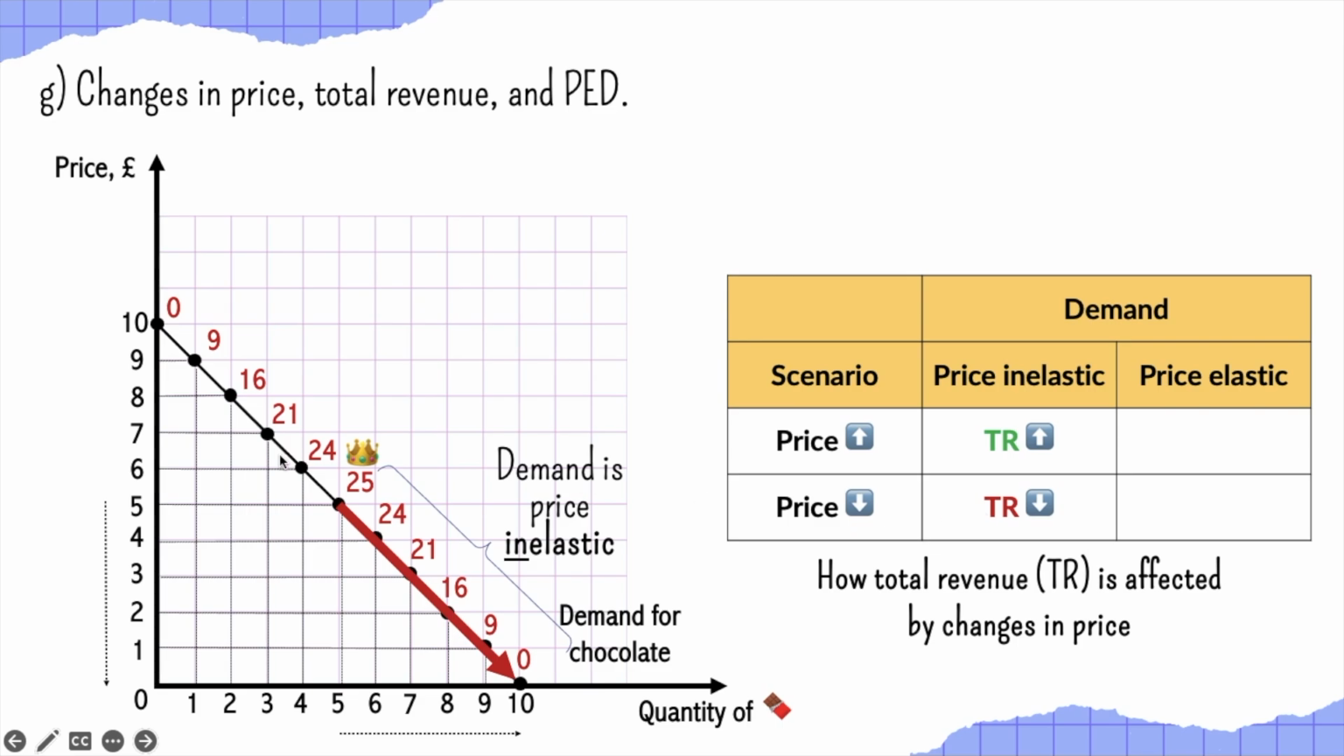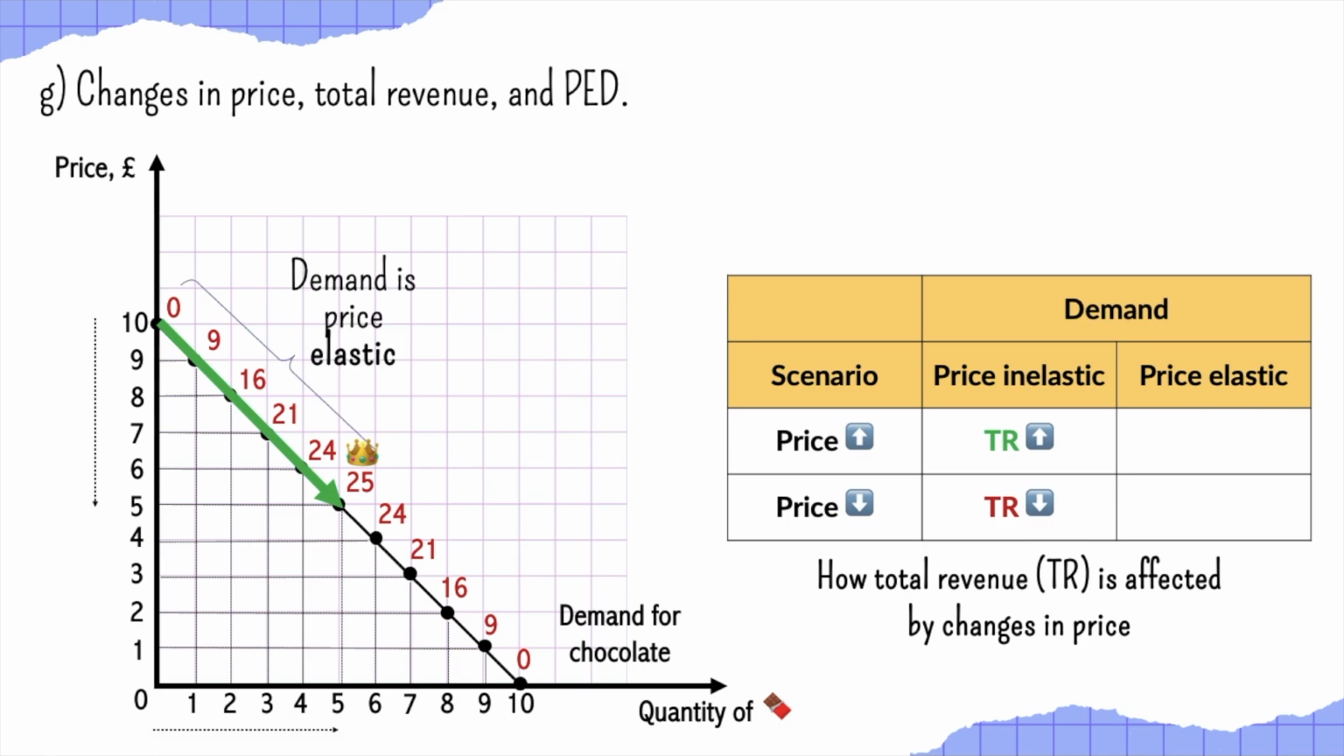Now let's analyze the elastic demand. And let's see what happens if price falls. We will have to move in the direction of the green arrow because the price is falling. What happens with the total revenue? So 0, 9, 16, 21, 24, 25. It is increasing. That's why here we will put total revenue increases.